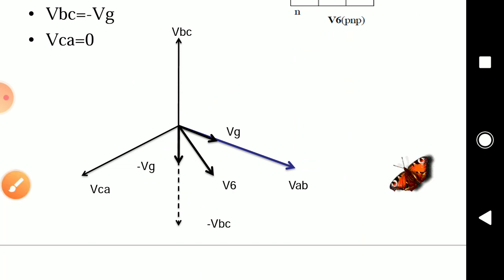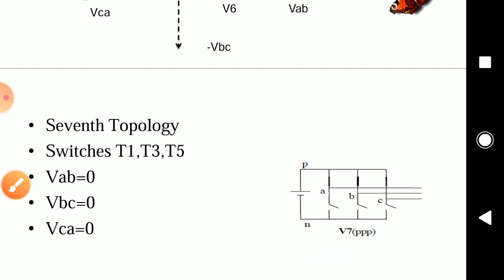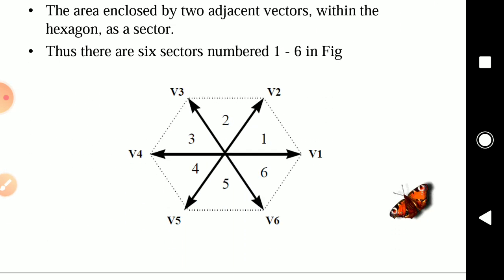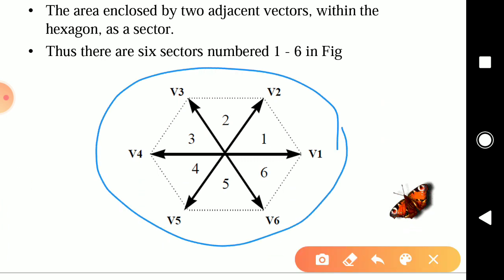So now we are going to combine all of these phasors. V7 and V8 we know are 0. We are going to combine all of the phasors that we obtained. On joining all of the vectors together, we can see it forms a hexagon. And this hexagon has 6 sectors: 1, 2, 3, 4, 5 and 6.